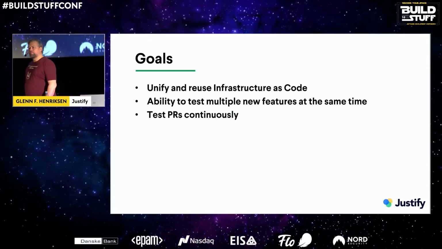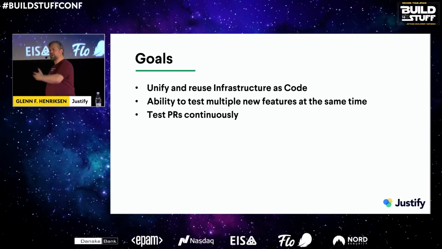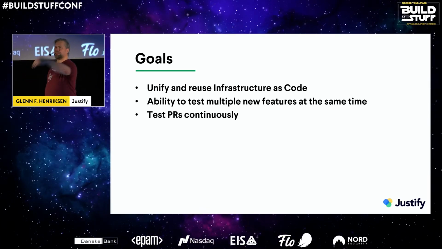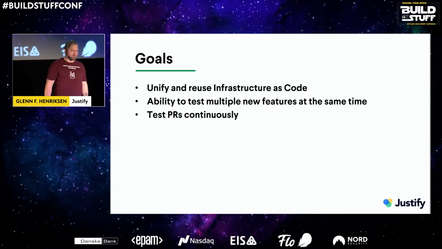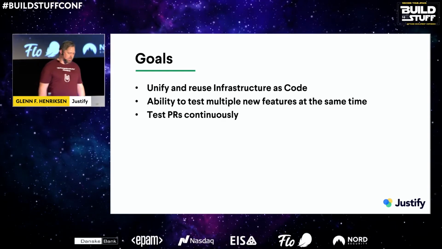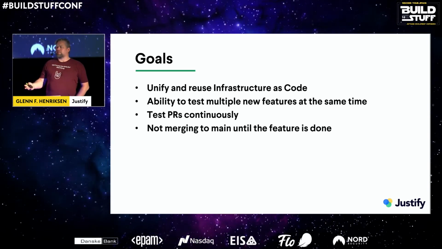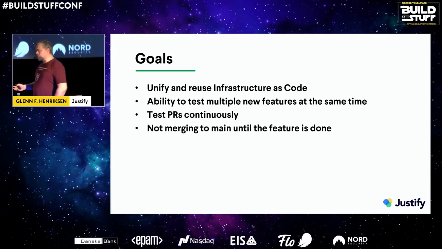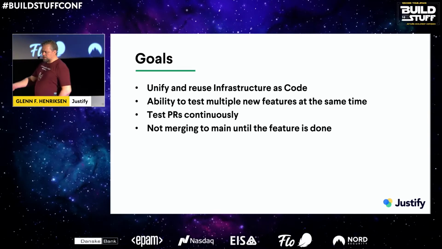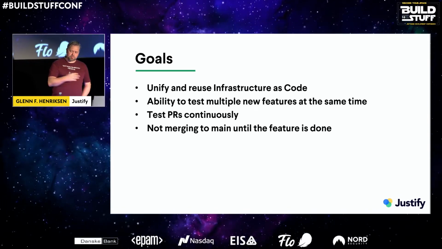We wanted to test pull requests continuously, not just after everything's done and the code review is done and we're sort of done developing it, then we actually tested it in an environment. We wanted to do that while we were working on the pull requests. Not merging to main until the feature is done. So we don't really want half-finished stuff in the main branch that other people branch out of.